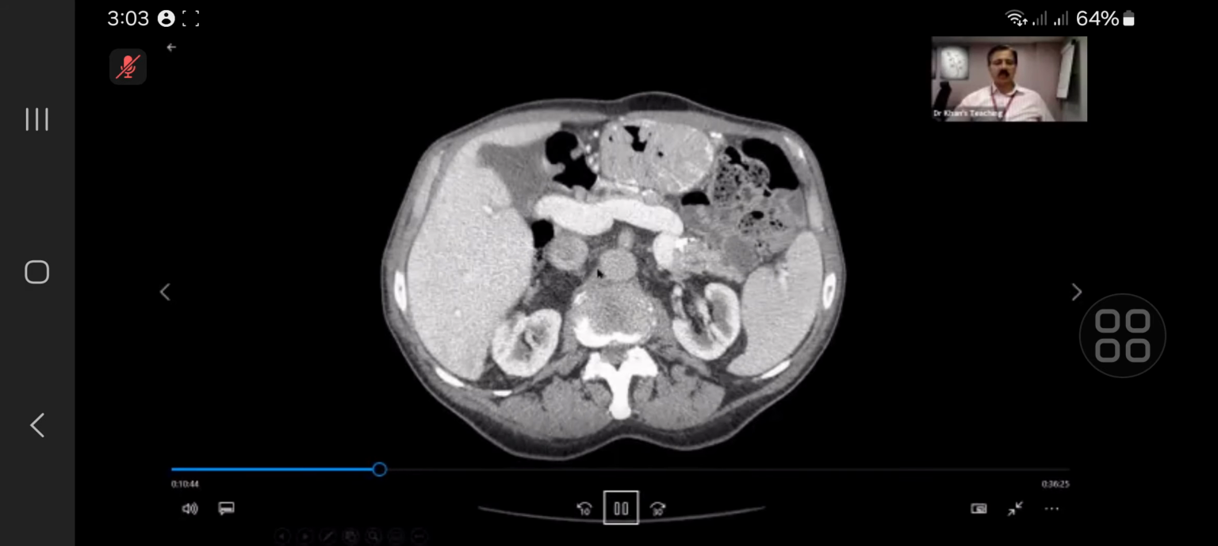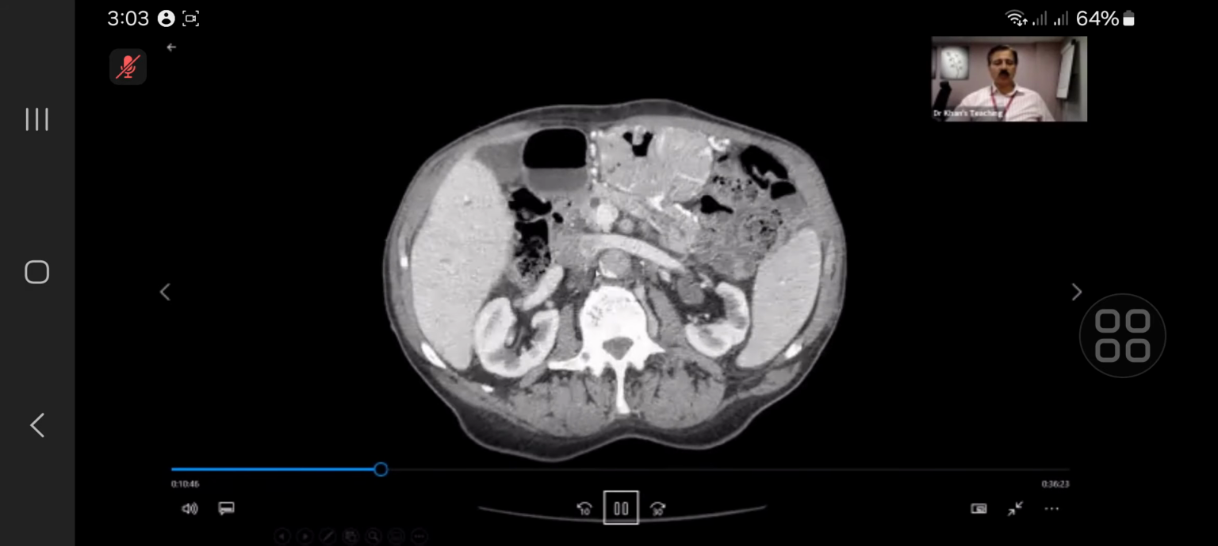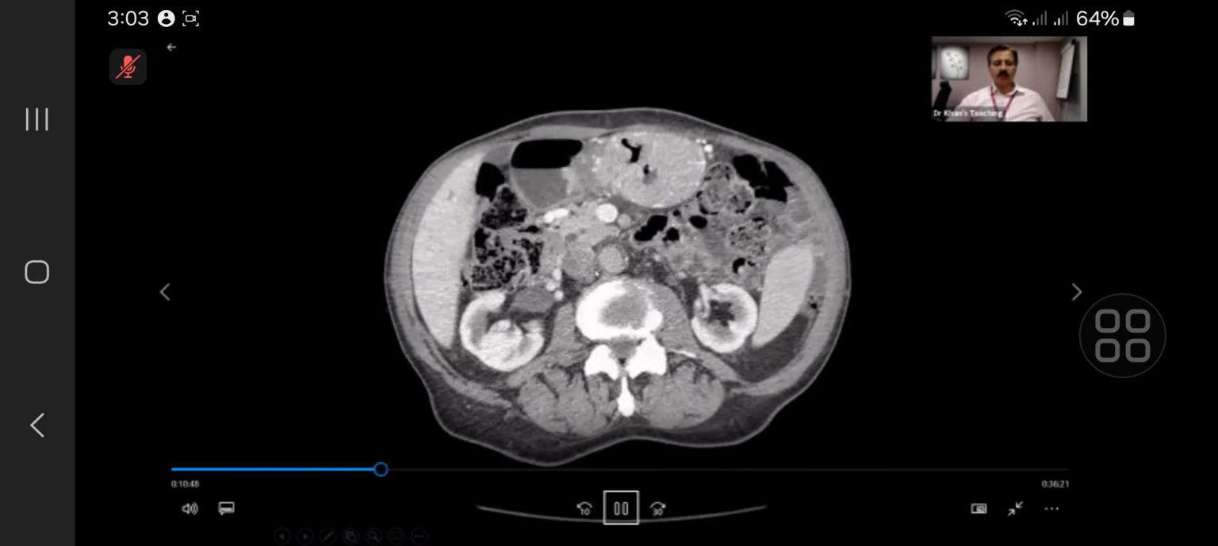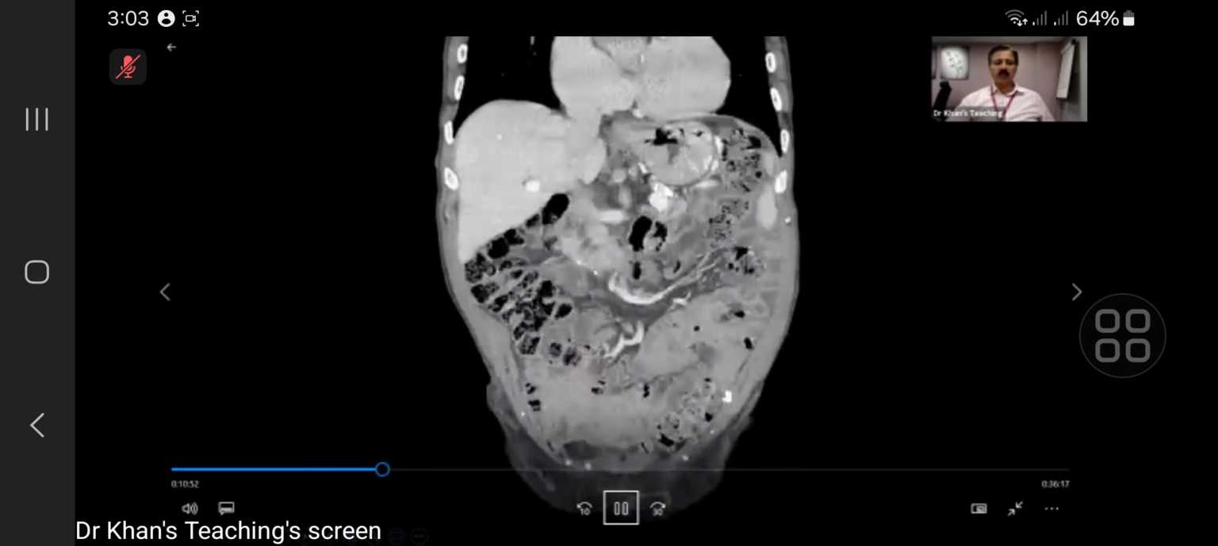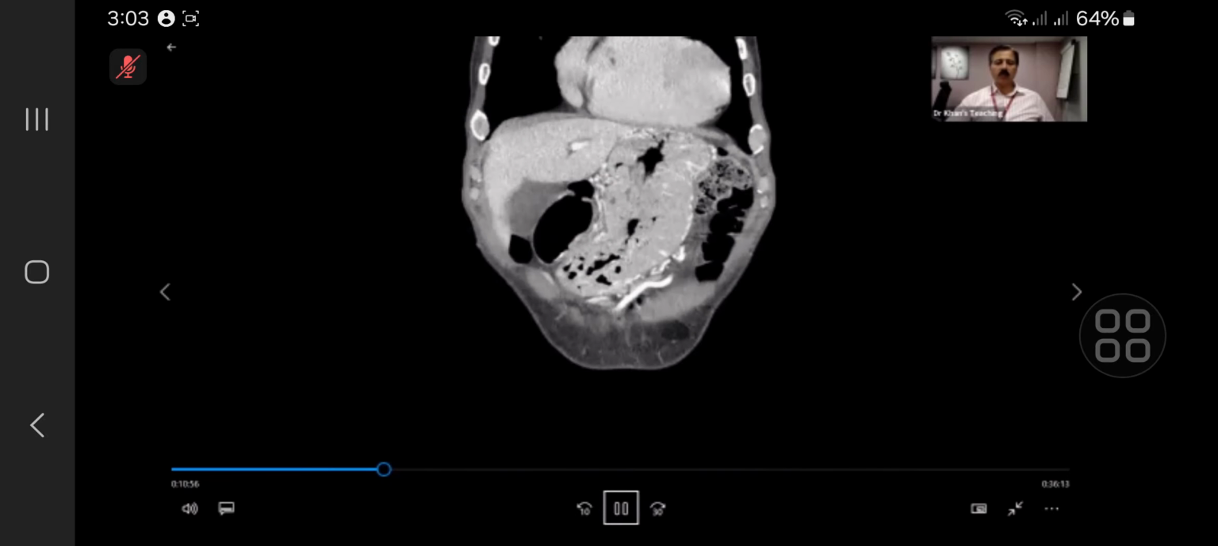So this is a gastrinoma with hepatic metastasis, and with Zollinger-Ellison because of the rugal fold thickness. So this is a very classical exam film.